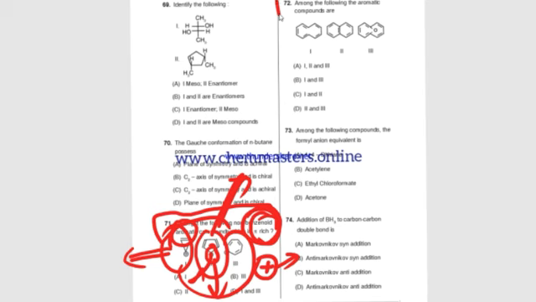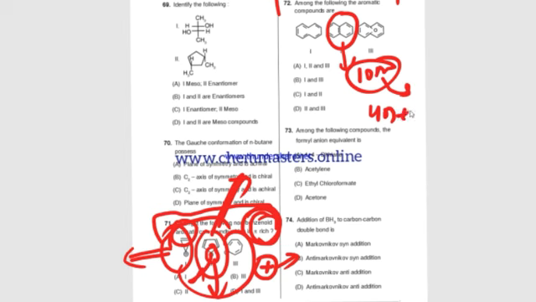Here, among the following, which are the aromatic compounds? So just look at the second one, that is naphthalene. It is fulfilling all the aromatic rules. So here we have 5 double bonds, so a total of 10 pi electrons are there. Delocalization is possible. So it is fulfilling the 4n+2 pi electronic rule. So we can say it is aromatic in nature.